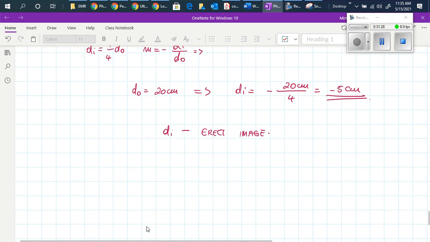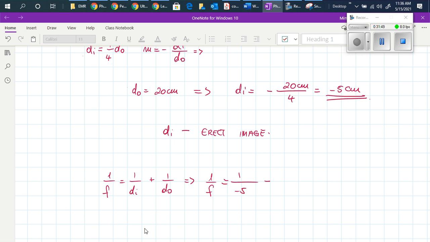Now let's deal with the formula. So we'll have 1 over F is equal to 1 over DI plus 1 over DO. And then from here we can say that 1 over F is equal to 1 over negative 5 plus 1 over 20. And we find that the focal length is negative 6.67 centimeters, which proves that you are dealing with convex mirrors.